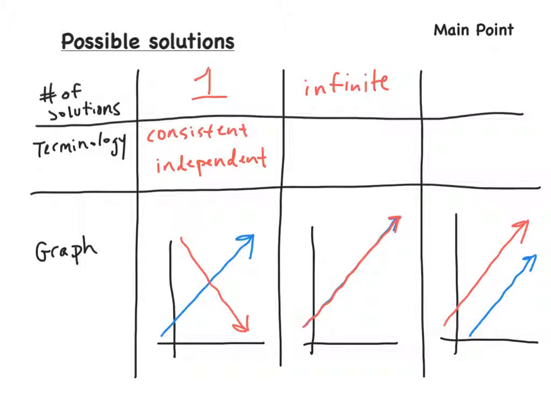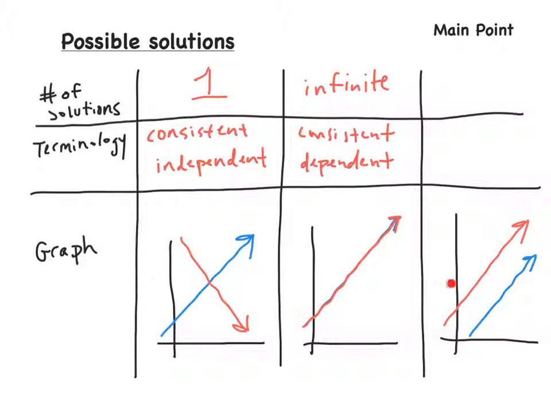Now the terminology, it is consistent because it has at least one solution. And it is also dependent. It is dependent because it has an infinite number of solutions.